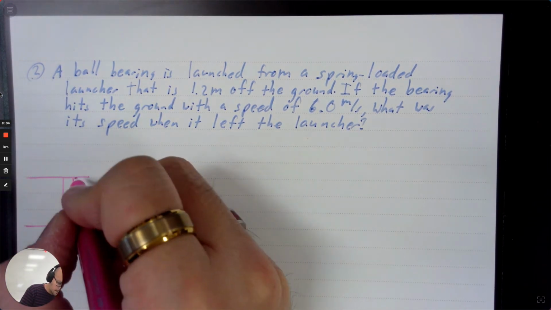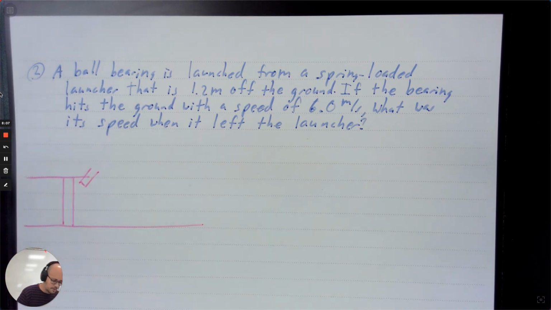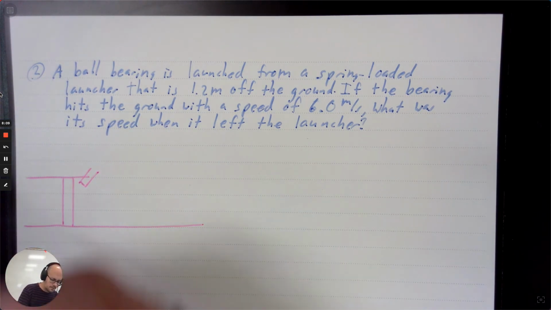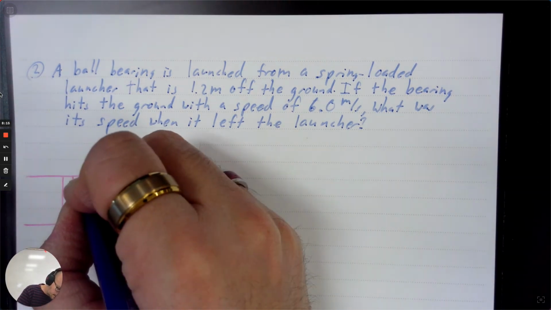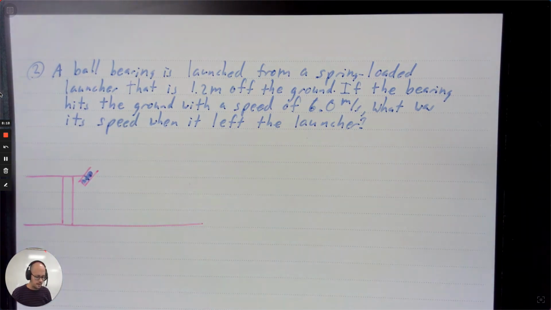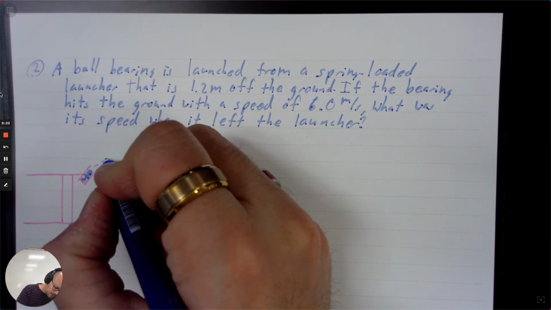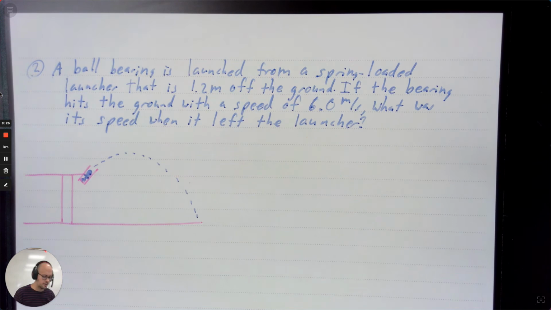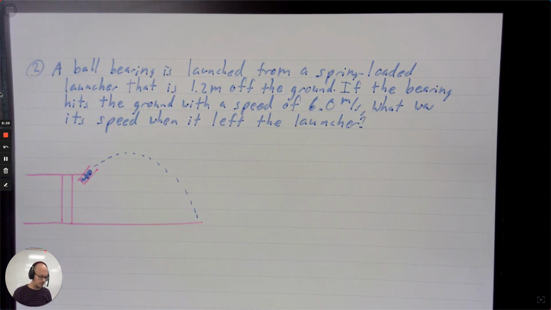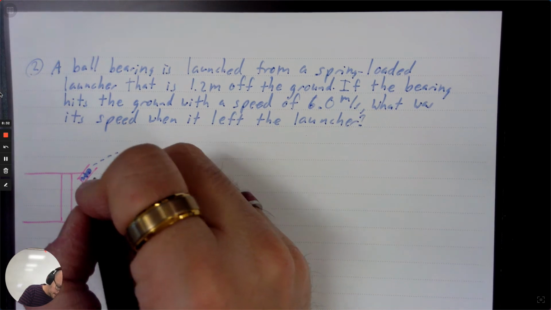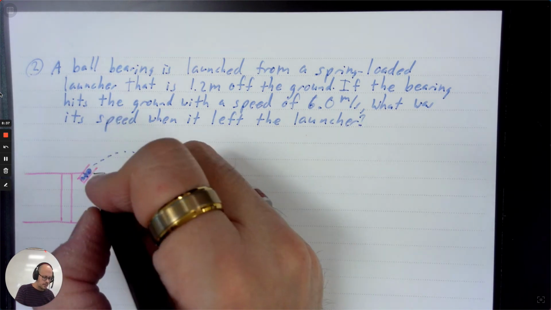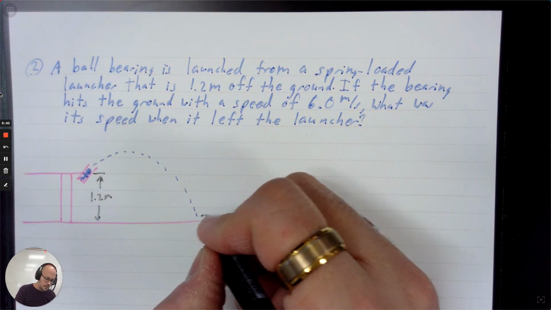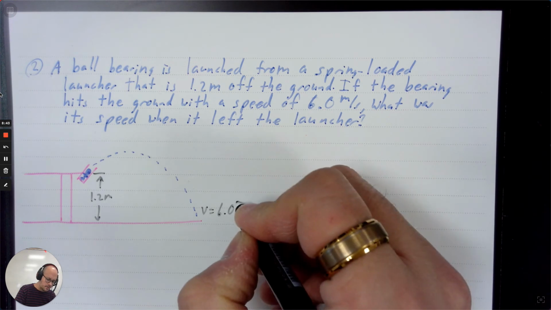So I'm going to draw a picture. We're going to have this be the marble launcher that's kind of like sitting on the lab bench. So this is like the lab bench table, and the ball bearing, there's like a spring in here, and then the ball bearing is sitting there. And so I'm imagining that this ball is launched up in the air, and so it's going to follow this parabolic trajectory. And so, I've got that. I can label it and say like 1.2 meters is my situation here. And then I have a speed of 6.0 meters per second.